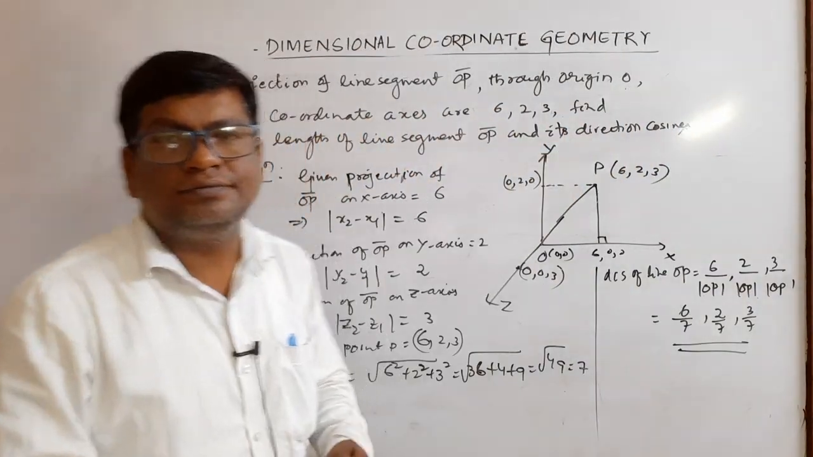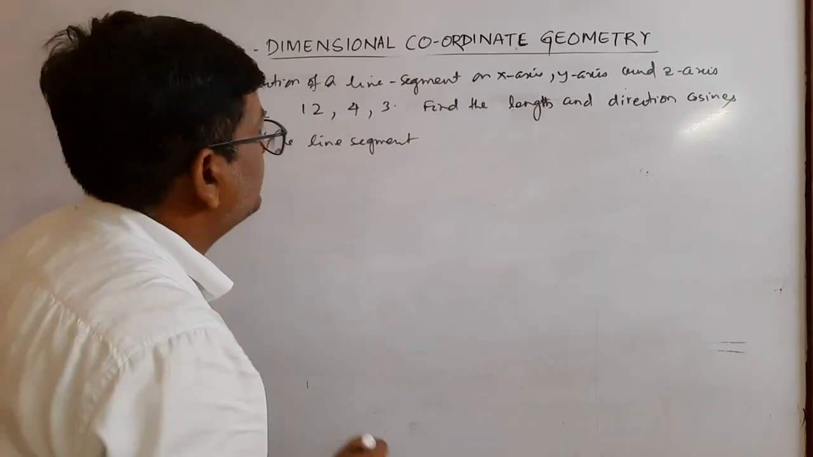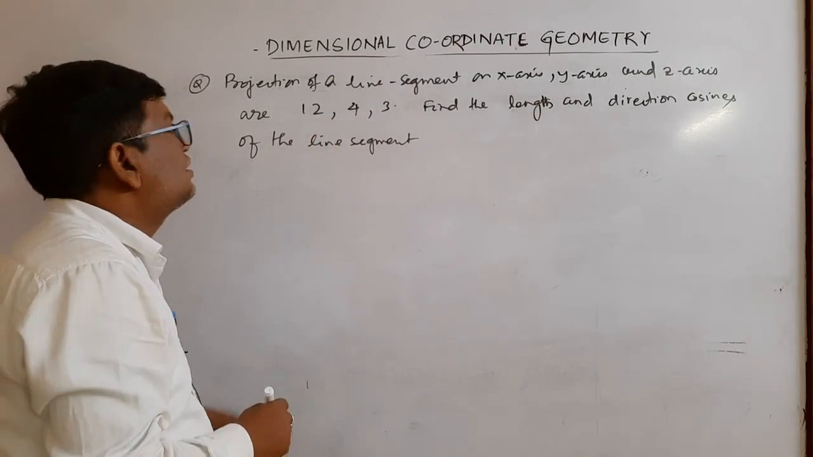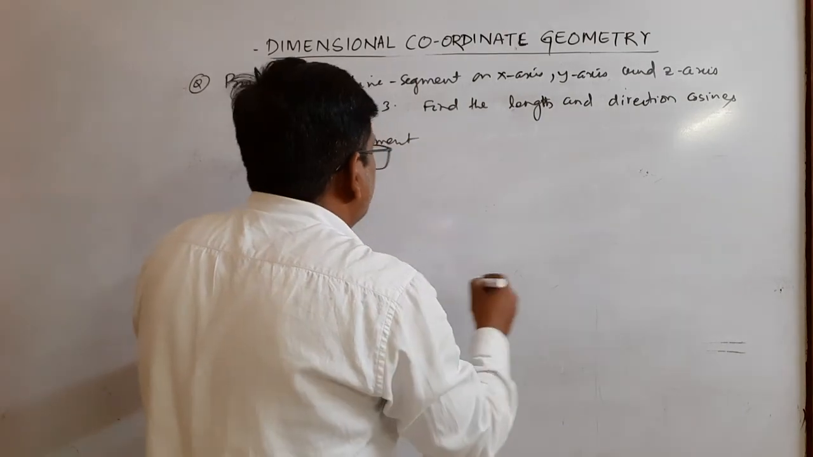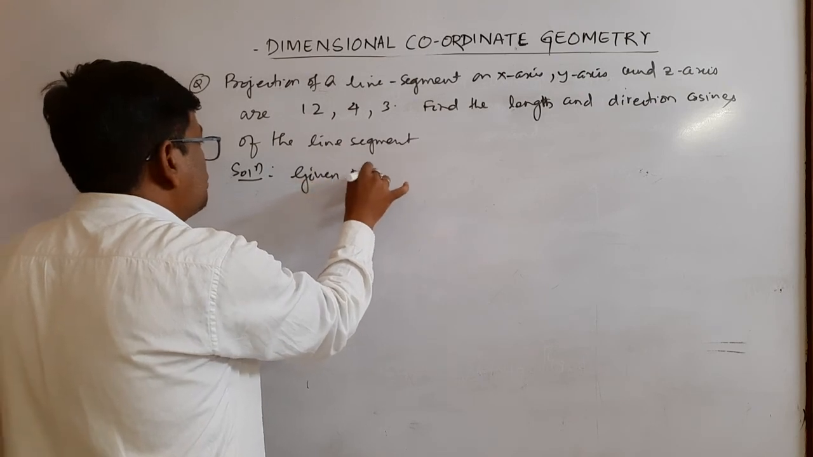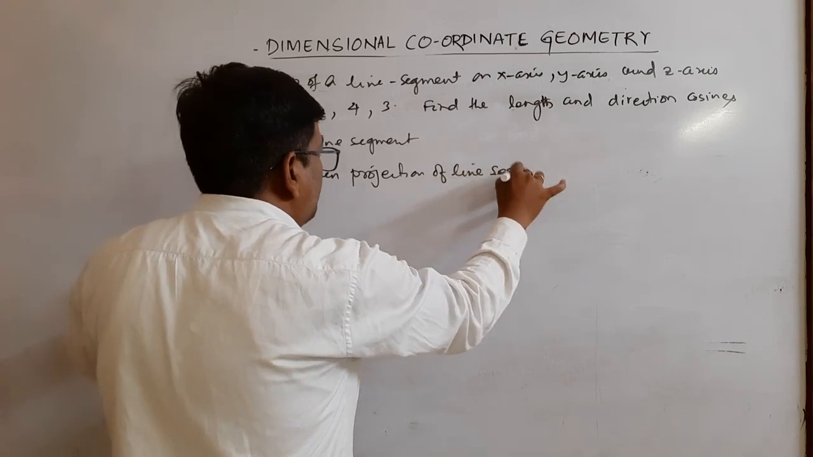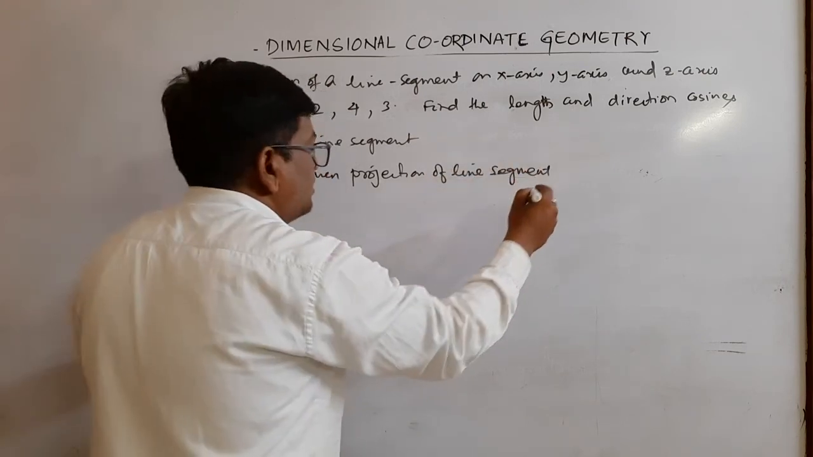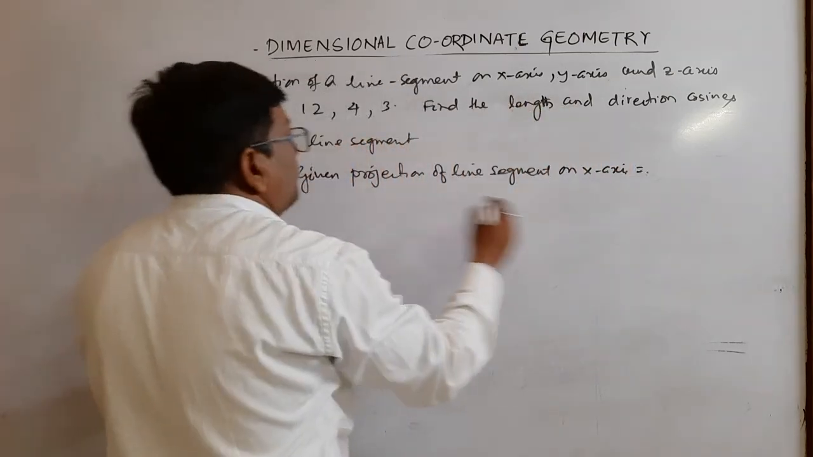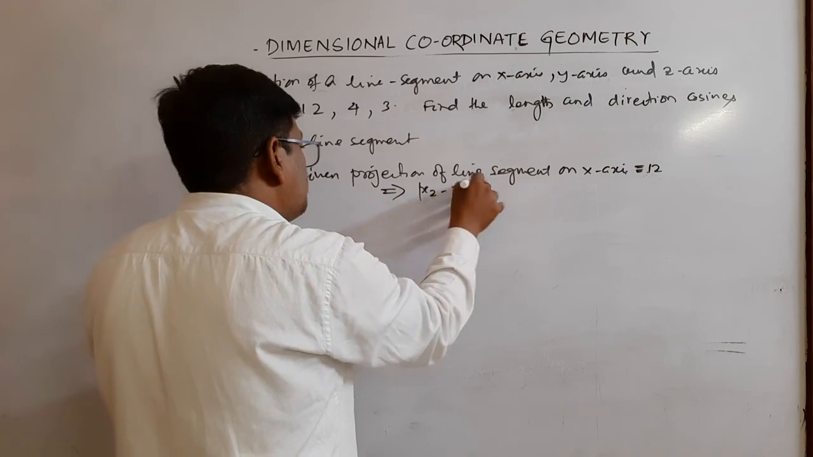Similarly, another question here. The projection of a line segment on x-axis is 12, y-axis is 4 and z-axis is 3. Find the length and direction cosines of the line segment. Okay. So solution, given the projection of the line segment on x-axis is 12, that implies mode of x2 minus x1 is equal to 12.